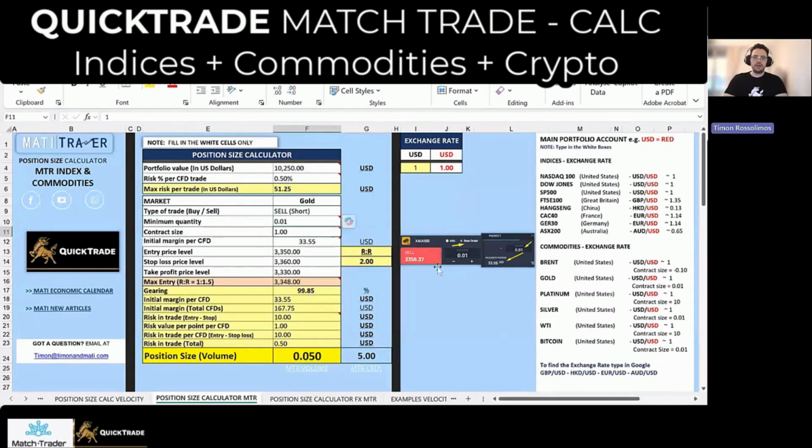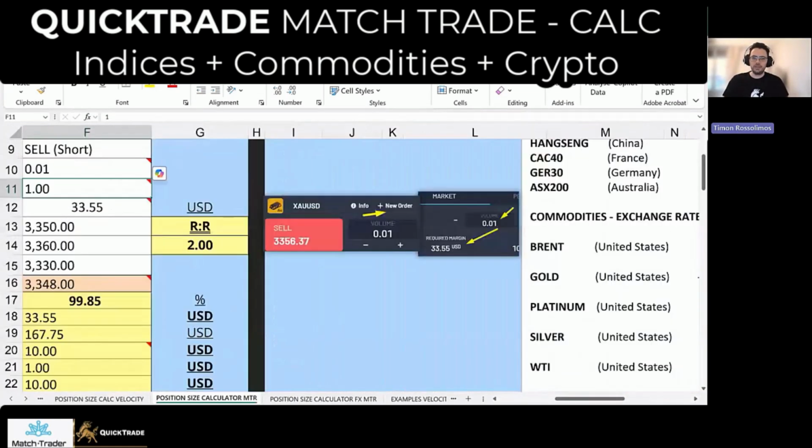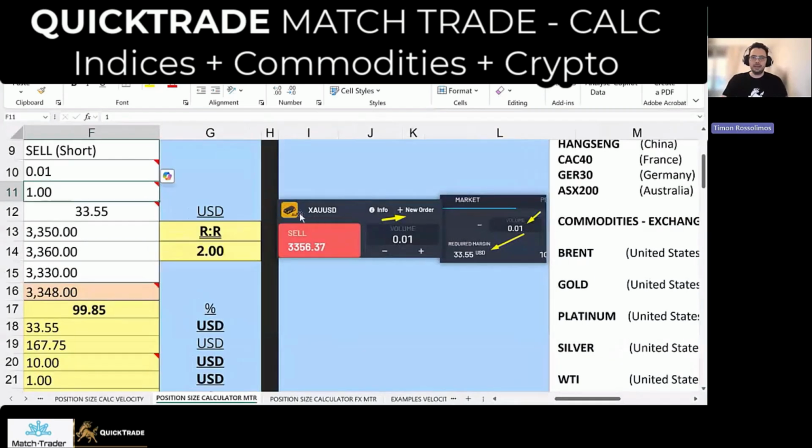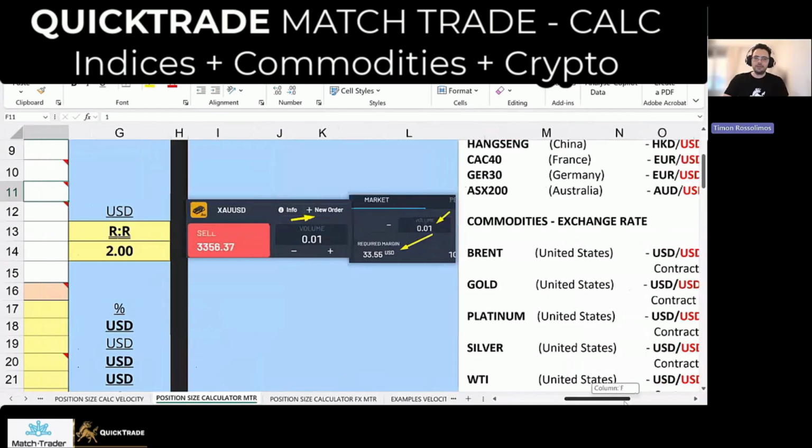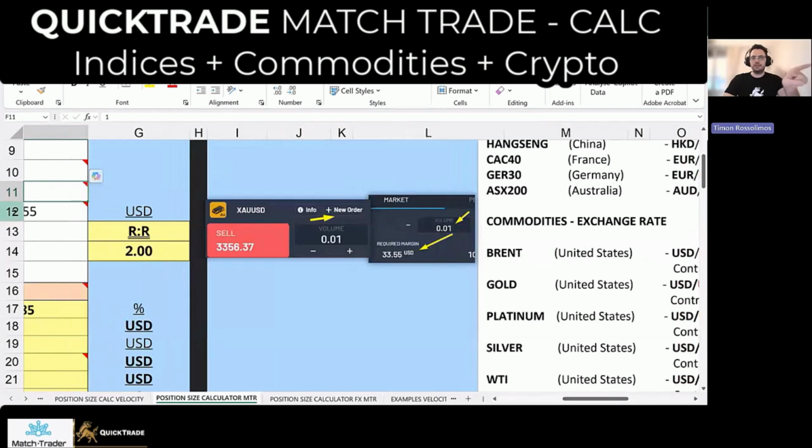So on your Match Trader platform, you will see that there will be a nice sign saying XAU USD. So over here you can see that it will say XAU USD, which is the symbol for gold. You'll be able to buy or sell according to whatever the price is. If you click on new order, it will tell you what the volume is, so that minimum quantity that you put in the calculator. And it will show you the required margin, which in this case is $33.55 US. You'll choose whether you want to buy or sell. You'll click on new order.